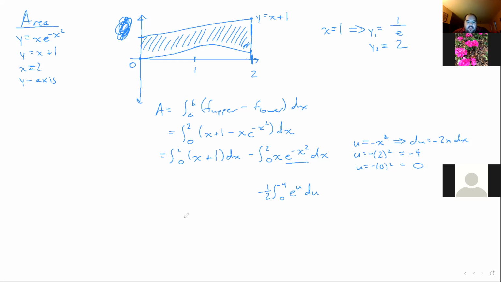Now this integral is pretty easy because e to the u is its own integral. So I get negative 1/2 times e to the u from negative 4, or 0 to negative 4. So I get negative 1/2 e to the negative 4 plus 1/2. So yeah, 1/2 minus 1 over 2 e to the 4th.